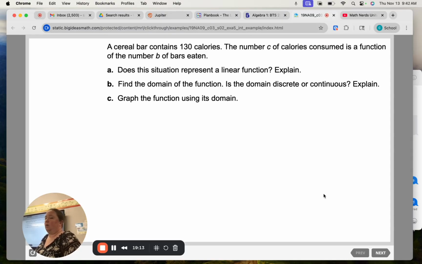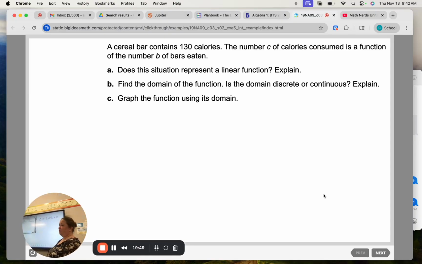So C would be our Y and B would be our X, because B is representing the granola bars that we're eating, or cereal bars that we're eating. So that's the input value, correct? So that's how I know the number of calories eaten is dependent upon the number of cereal bars we eat. So that's why I know I can write C equals, how many calories is a bar? 130. 130B, 130 per bar, plus 0. Yeah, you could say plus 0 because we haven't eaten any cereal bars.